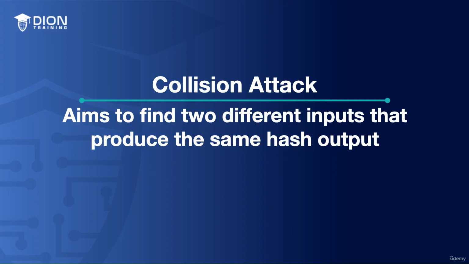Second, we have collision attacks. Now, a collision attack aims to find two different inputs that produce the same hash output.